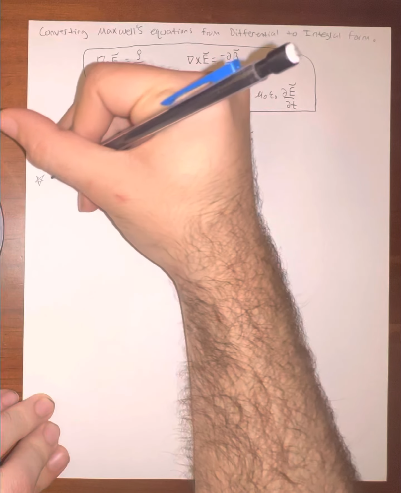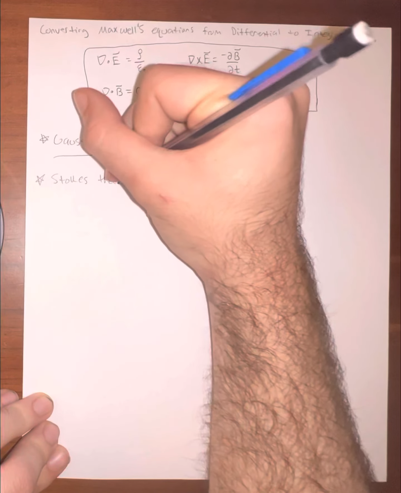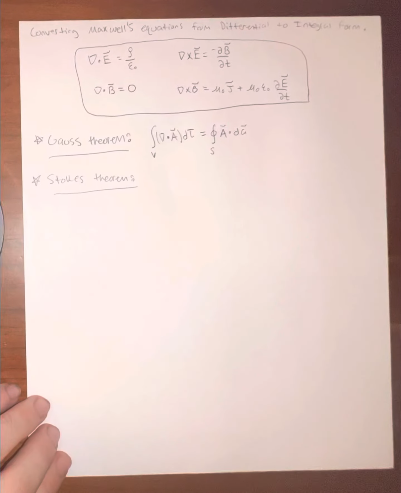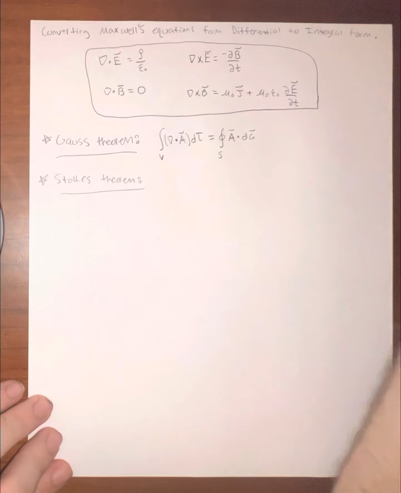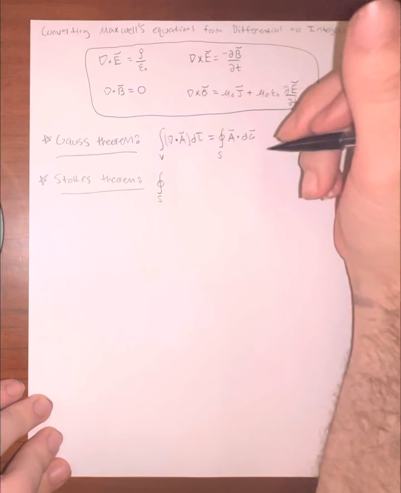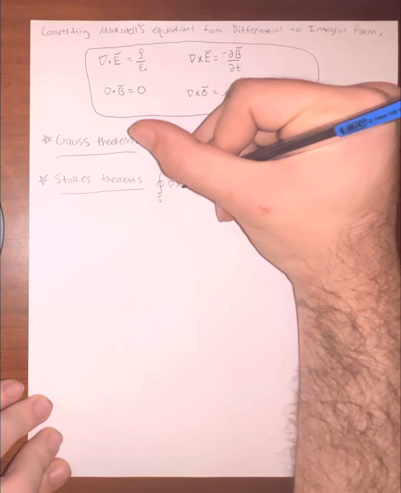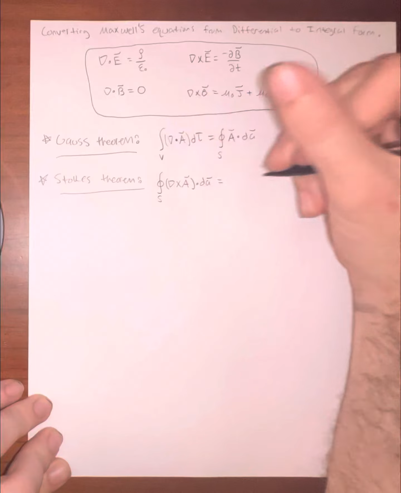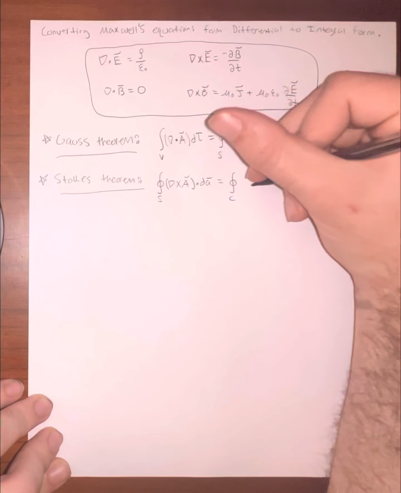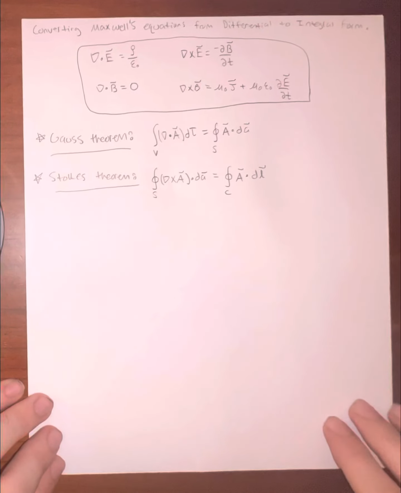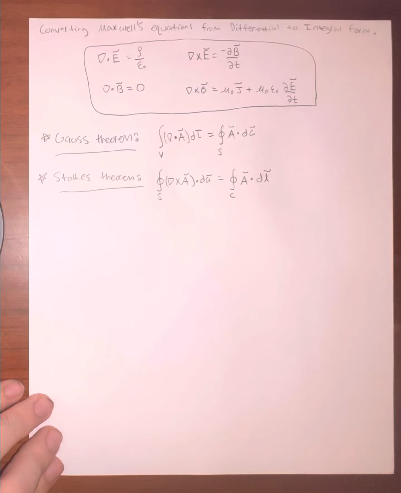And then Stokes' theorem gives us a relation between the surface and the line. So if we say that the integral of the curl of some arbitrary vector dotted with its area is equal to the closed line integral of that vector. And with these two theorems, we can get to the integral form of Maxwell's equations.